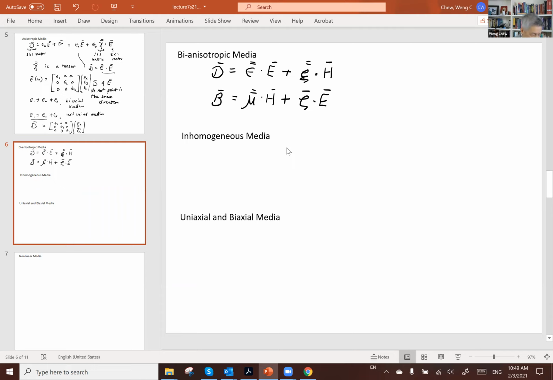Okay, and of course, I just talked about inhomogeneous medium. So inhomogeneous medium is where these are functions of space, and this xi, this is zeta. That's how you read them. And they will be functions of space. And I just talked about uni-axial media, so I will not talk about them now.